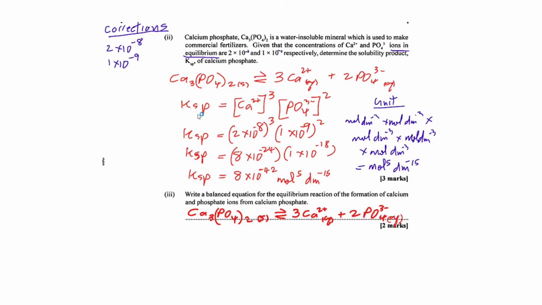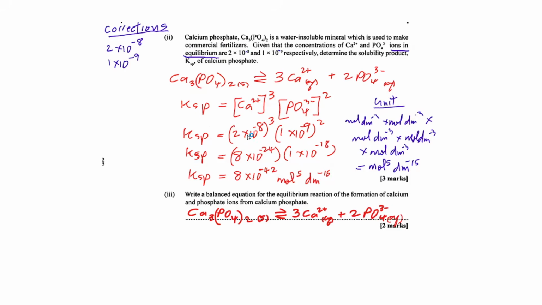Now from that we can write our Ksp expression, where we now have the concentration of calcium ions raised to the third power times the concentration of the phosphate ions raised to the second power. Now, you must know that these ions are already in equilibrium. So we are not going to multiply the value we get by 3 or for phosphate by 2, because this is already our concentration in equilibrium.